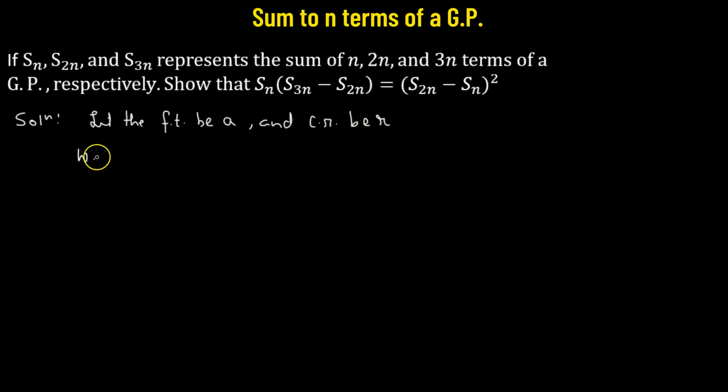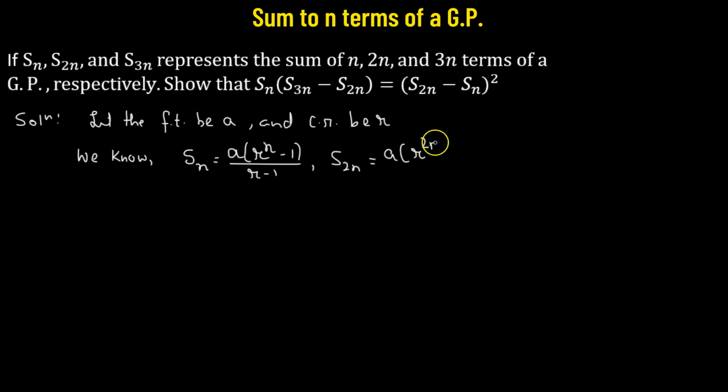Now we know that the sum up to the n terms of a given geometric progression, Sn, is given by the first term A multiplied by (R raised to the power of n minus 1) whole divided by R minus 1. Then we can also define the sum to the 2n terms, which will be equal to A, the first term, multiplied by (R raised to the power of 2n minus 1) whole divided by R minus 1. And then we have S3n, the sum to the 3n terms, that will be A multiplied by (R raised to the power of 3n minus 1) whole divided by R minus 1.